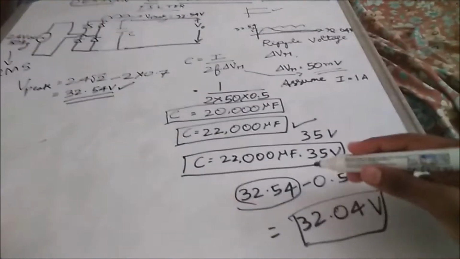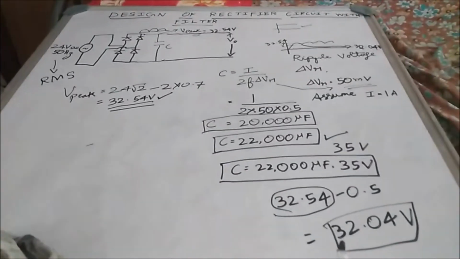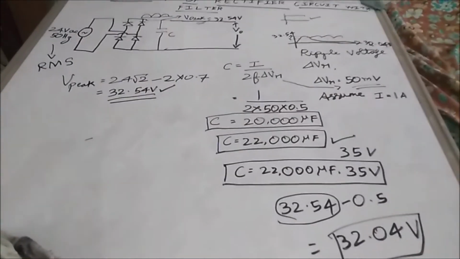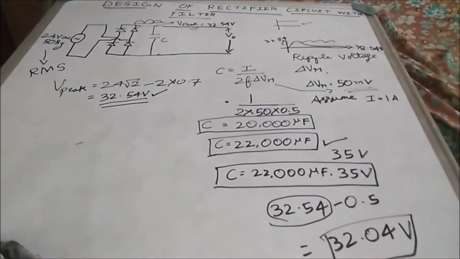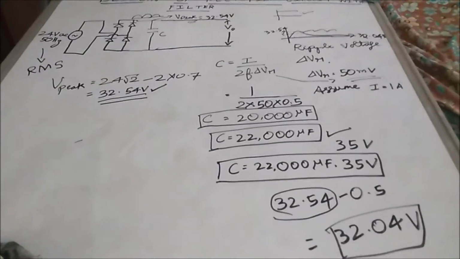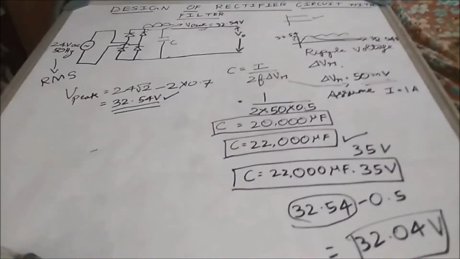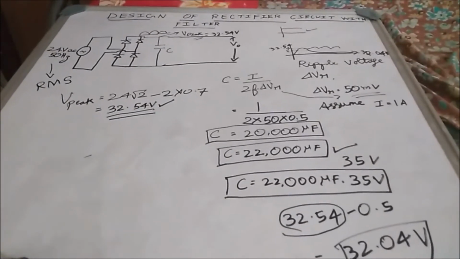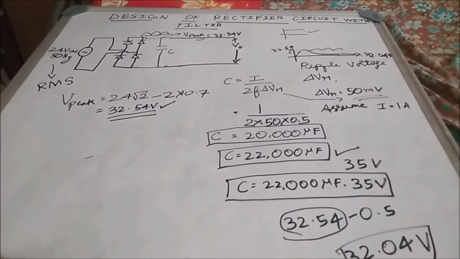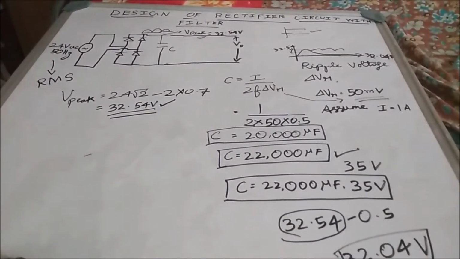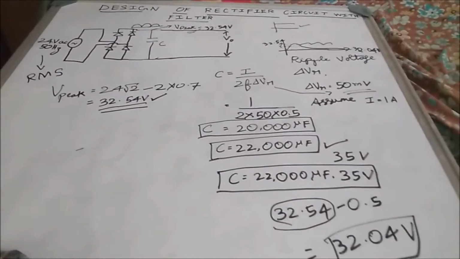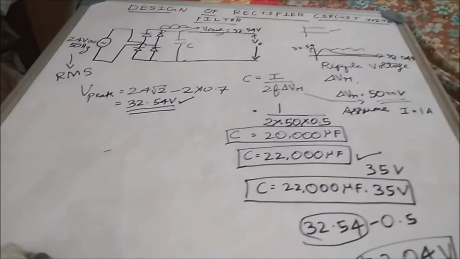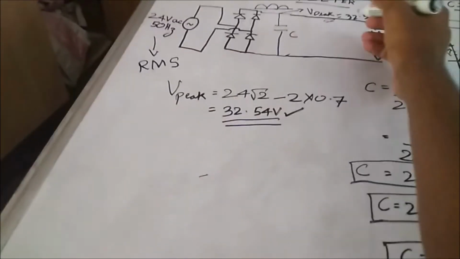So we don't want this variation. You may say this variation is very small, but some of them won't even entertain this variation. So to maintain the stability of the output voltage, we are going to connect a Zener diode here.